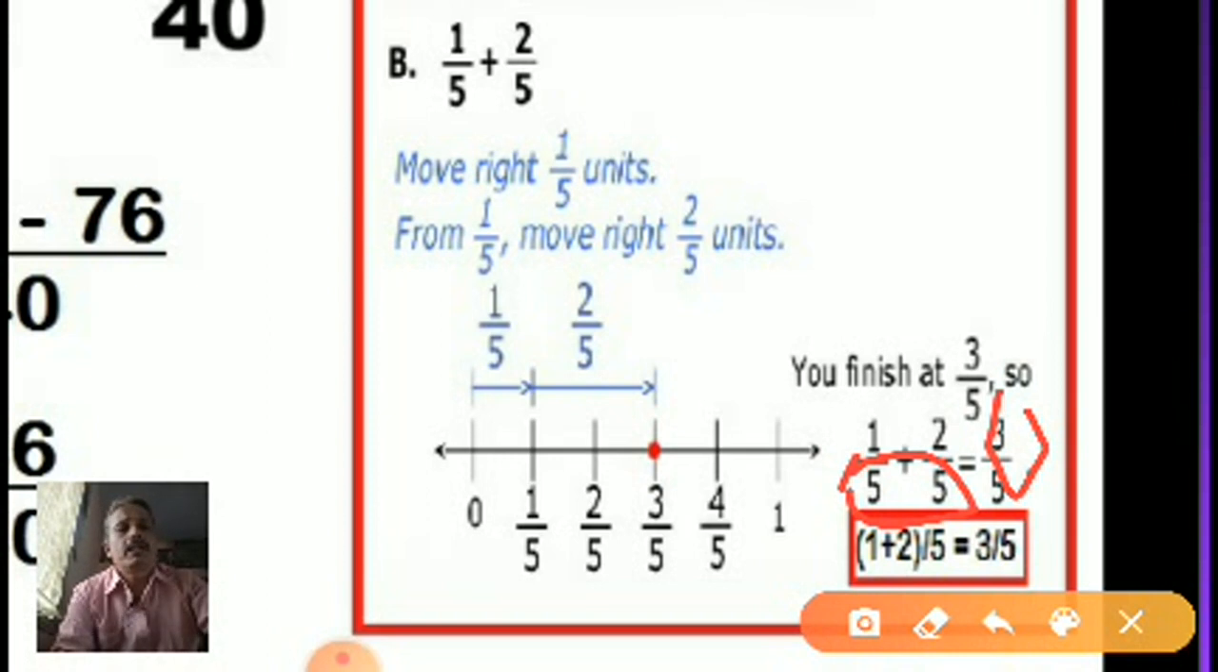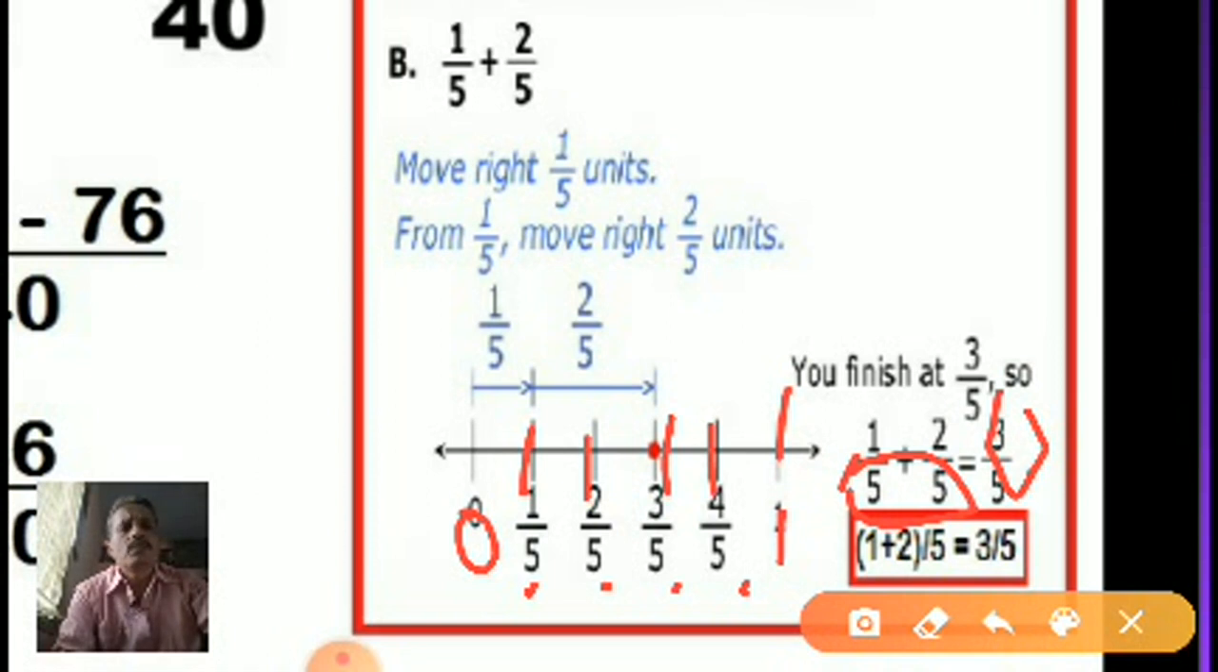On the number line we can represent it very easily. First of all, we have to write 0 and then 1. In between there are 5 cuts. So I want to make 5 parts: 1, 2, 3, 4 and 5. So the first part is showing 1 upon 5, second is 2 upon 5, 3 upon 5, 4 upon 5.